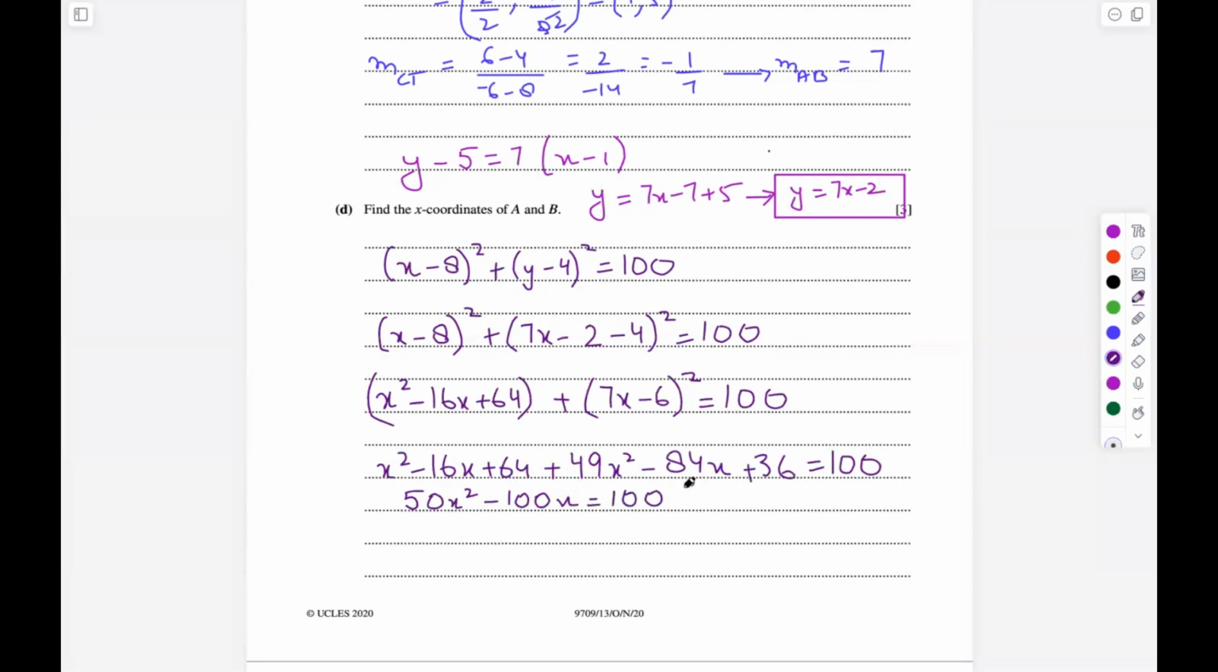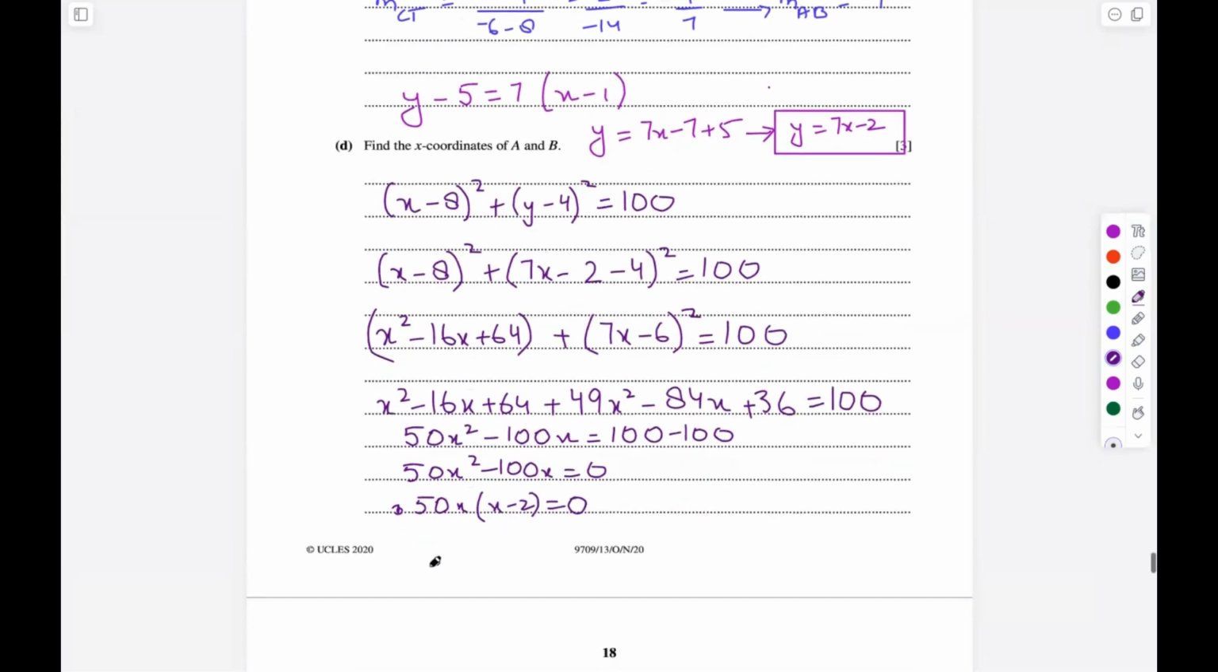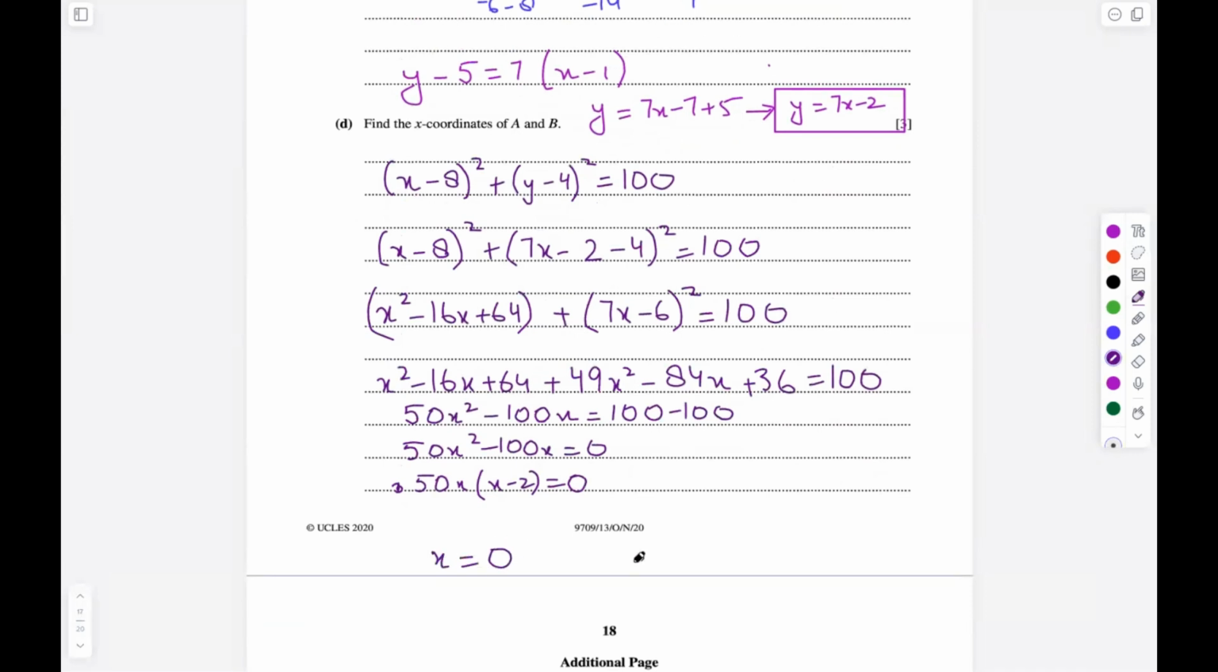So on the left hand side, we will have 100 minus 100, which is equal to 0. So once we have 50x squared minus 100x equals 0, we can take 50x common, and this will become 50x times (x minus 2) equals 0. So one of the values of x will be equal to 0, and the second value will be x equal to positive 2.